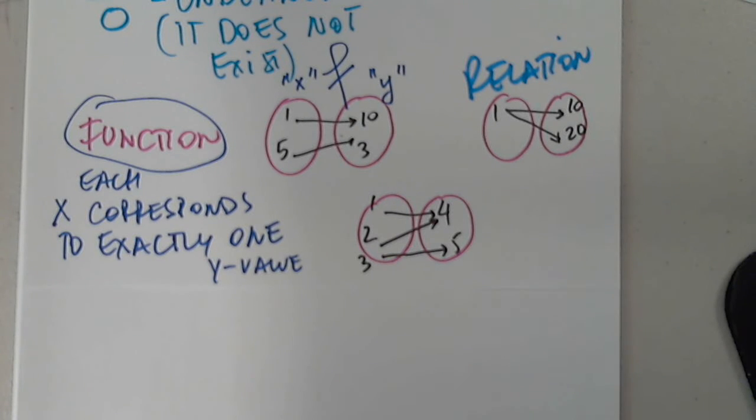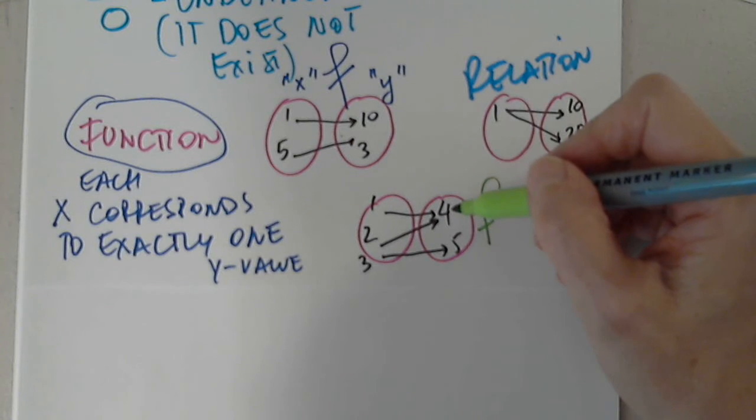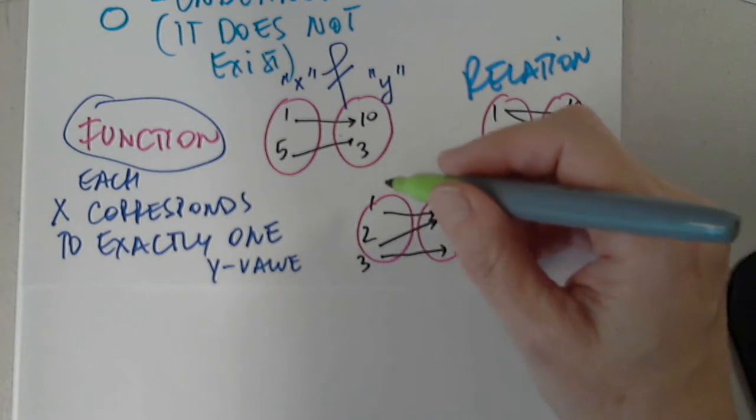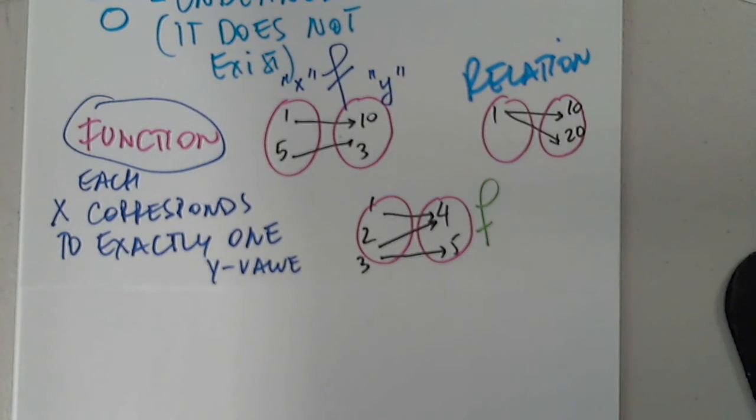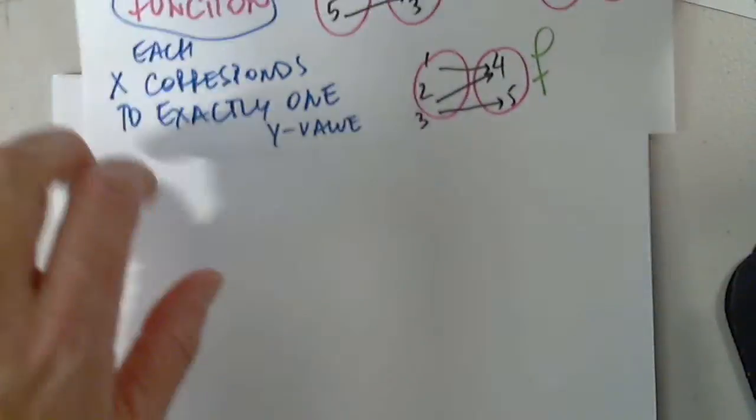What about the last one? Yes. The last one is a function because each x corresponds to only one y. Exactly one y. 2 corresponds to 4 only. 1 corresponds to 4 only. 3 corresponds to 5 only. Okay. Now, we can also identify functions from graphs.